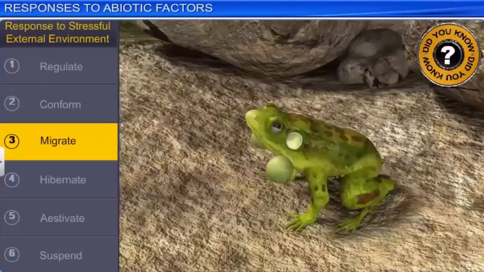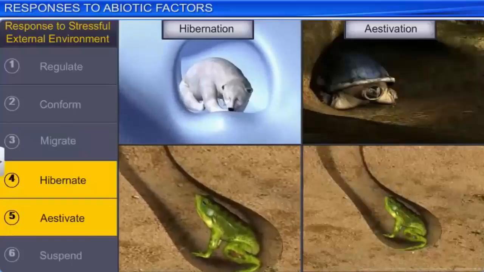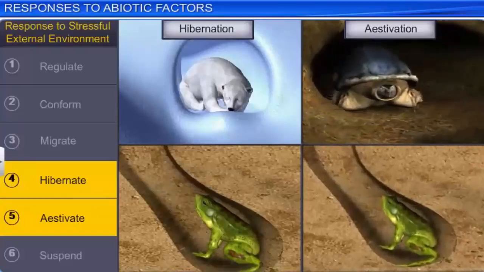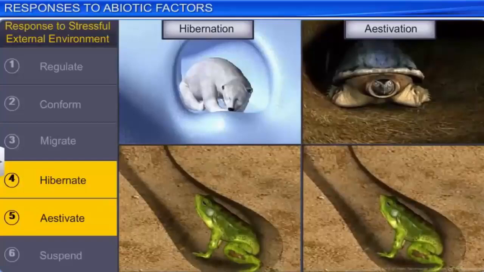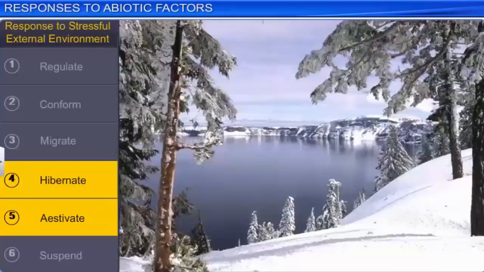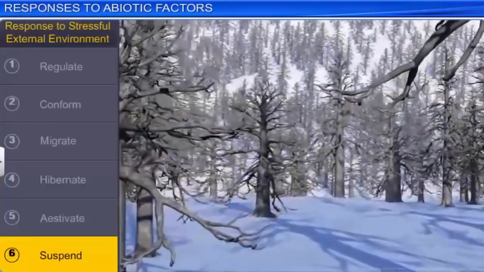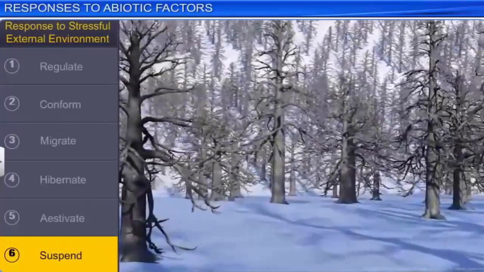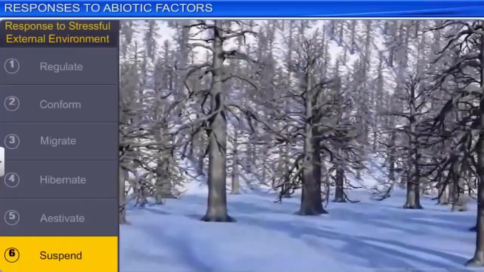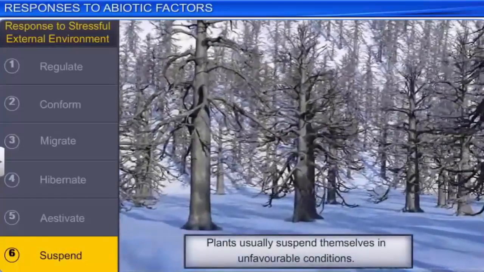But what about animals that are unable to migrate? Such animals are likely to cope with the unfavorable conditions by undergoing hibernation during winter to preserve energy and estivation in summer to avoid heat-related problems and desiccation. Interestingly, many zooplanktons in lakes and ponds are known to enter diapause, a state of suspended development during unfavorable conditions. Although these mechanisms are seen in animals, plants too show various responses to stressful external conditions. They usually suspend themselves in unfavorable conditions.